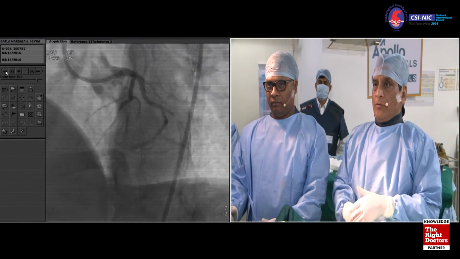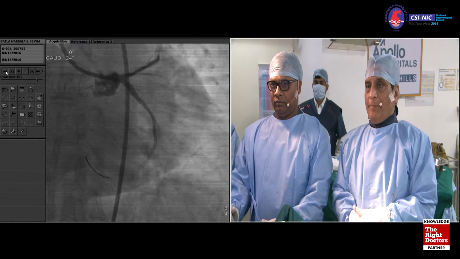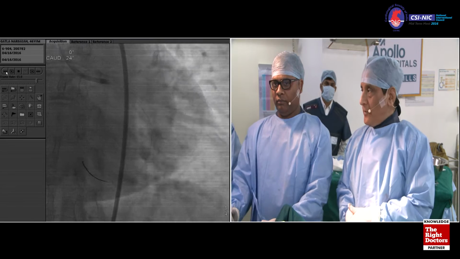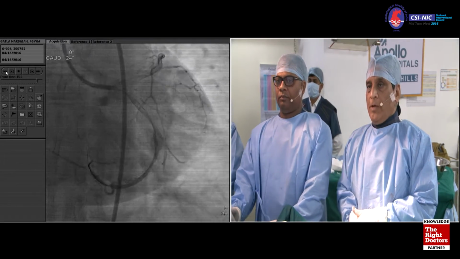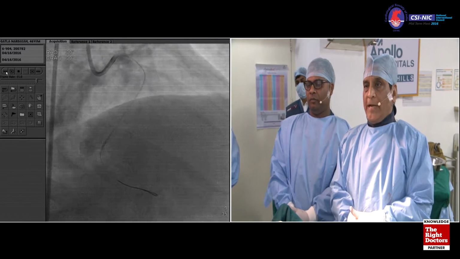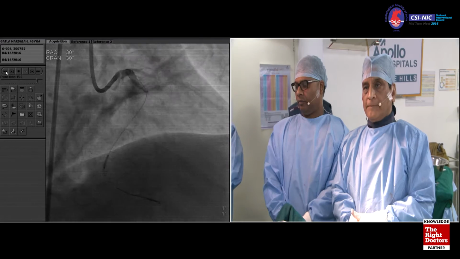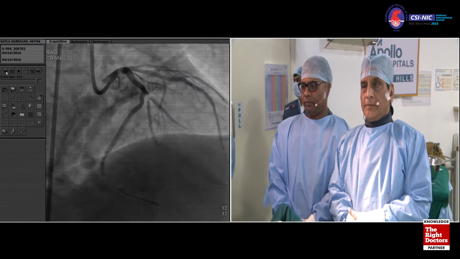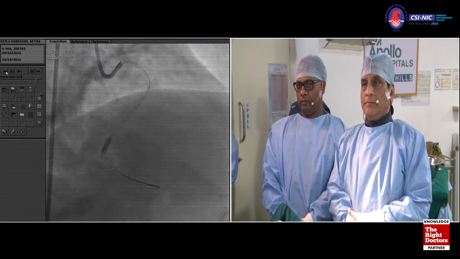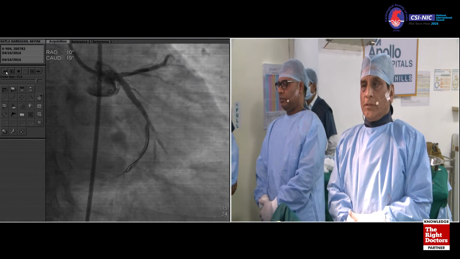Next. So first we did the LPDA. We have done the stent in that LPDA using a 2.75 after pre-dilatation with the balloon. Next. Next. Good. So this is where we are done.